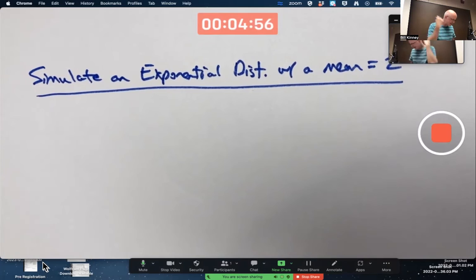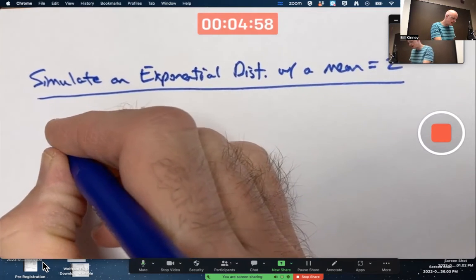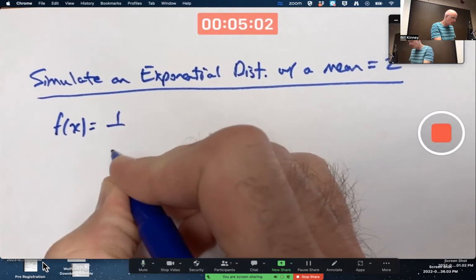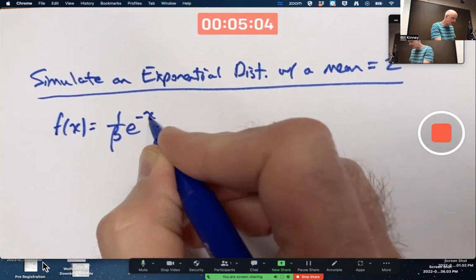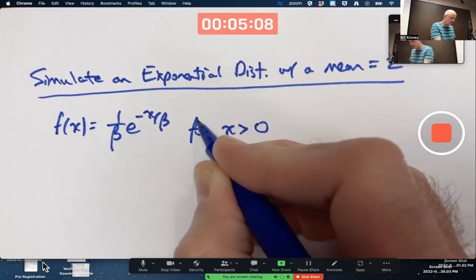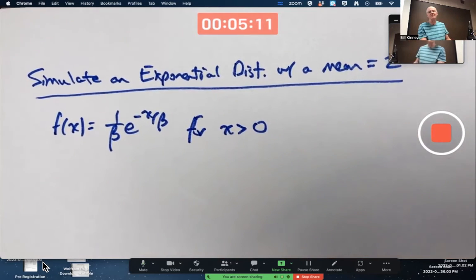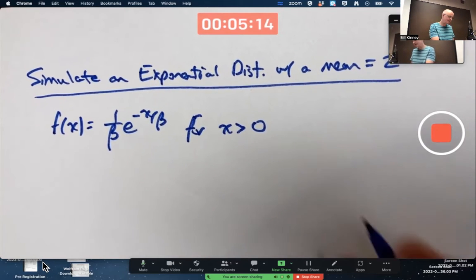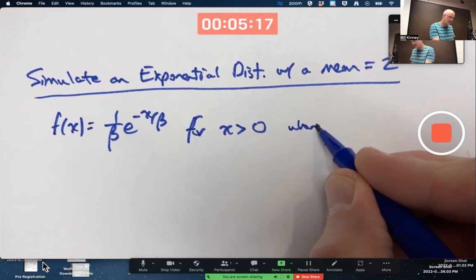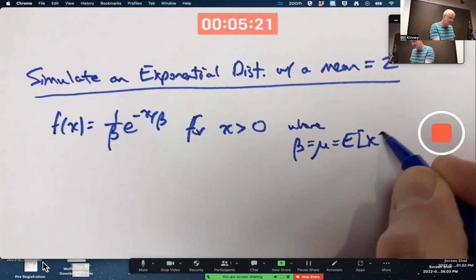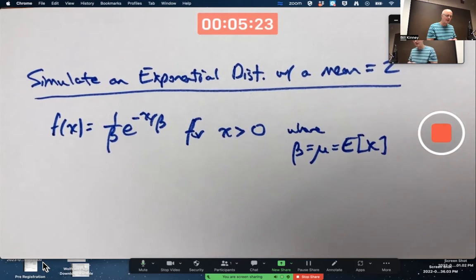We do know that an exponential distribution has a PDF equal to 1 over beta e to the negative x over beta for x greater than 0, where beta does end up being the mean. Beta is mu, the mean of X. And so that's the PDF.